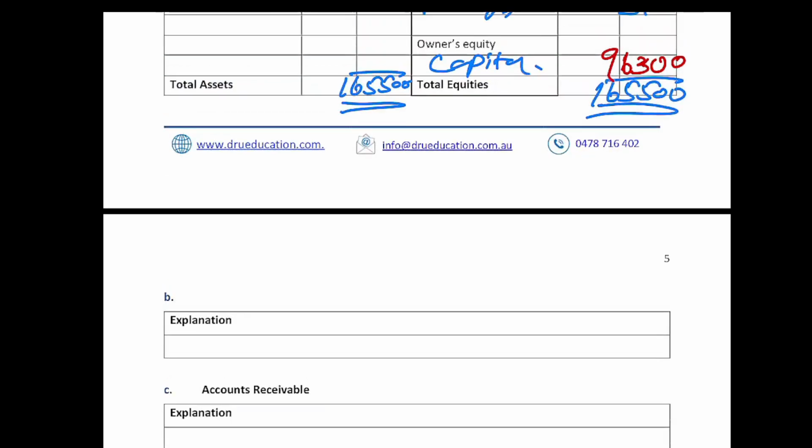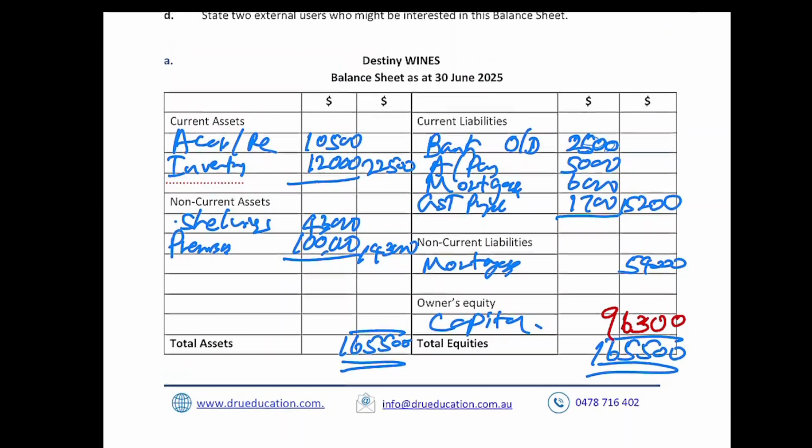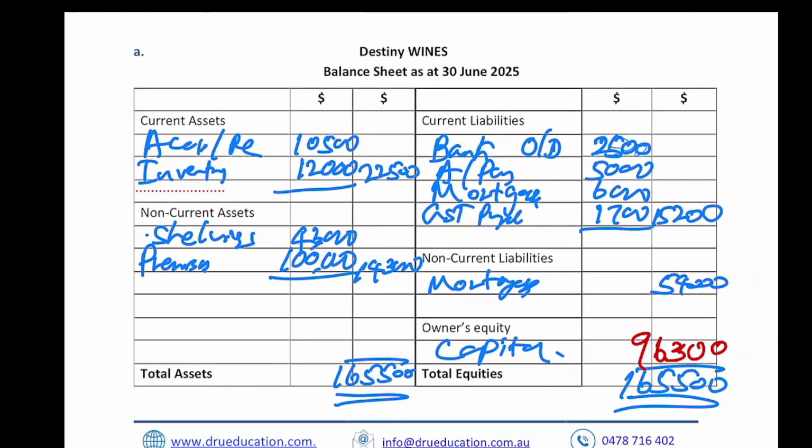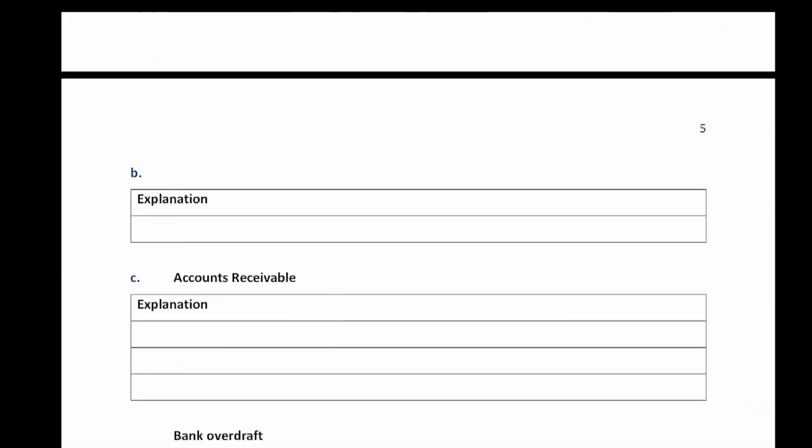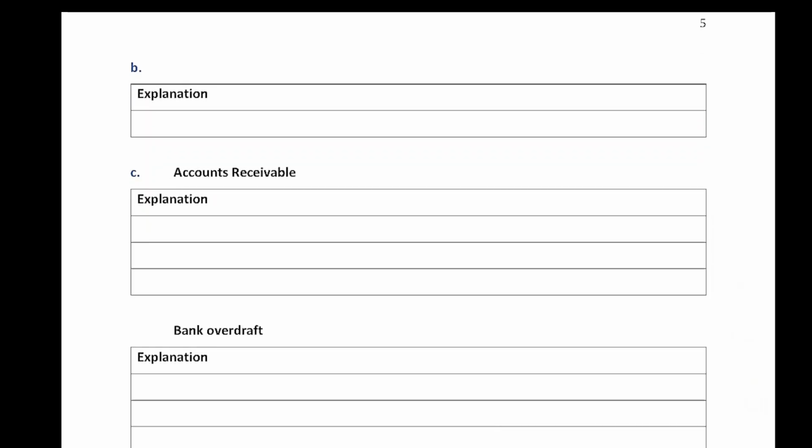Now let's say for example this balance sheet, let's say we received money from the accounts receivable. What will happen? Accounts receivable will decrease, bank overdraft also will decrease while we are getting money. Or let's say the owner contributed the computer, then owner's equity will increase and computers will increase. So then a new balance sheet we can prepare.